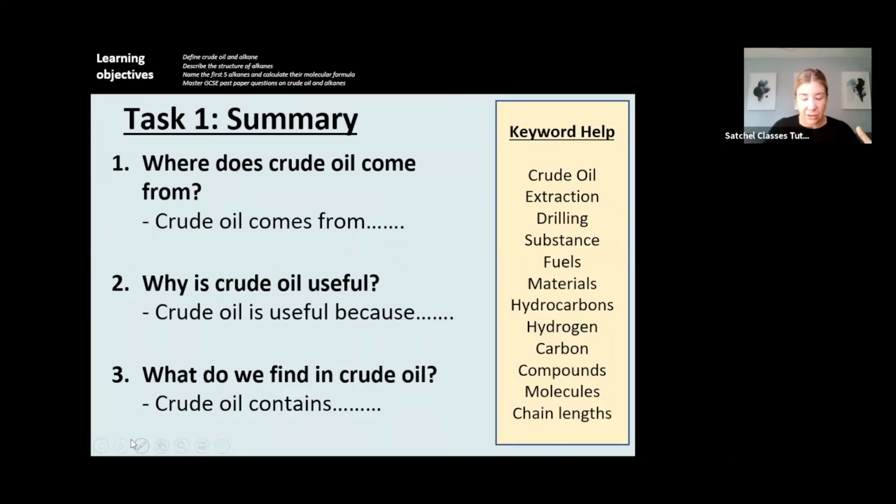Crude oil itself, as a thick, black, goopy substance, doesn't actually have very many uses. What we can do as scientists is separate it into different length chains of hydrocarbons, and they can be used for different things. Again, the fractional distillation lesson will go into that in a little more detail.